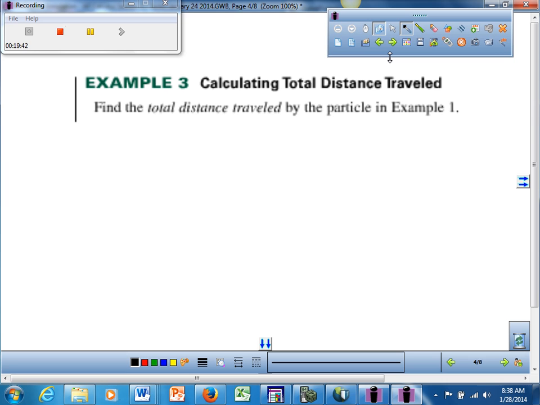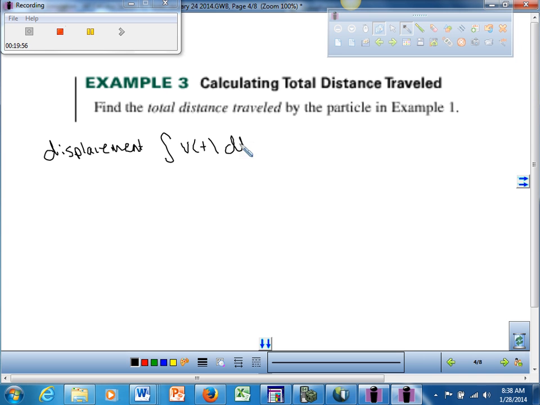Okay, so now, Kyle kind of led us to total distance. So displacement is the integral of our velocity over some interval. And velocity has a sign, positive or negative. And it is important that we have that sign to calculate the displacement.